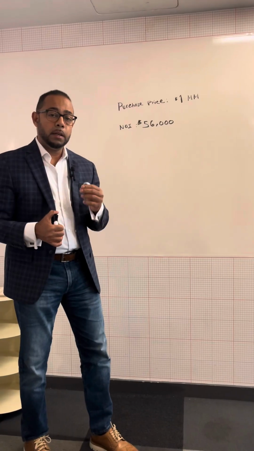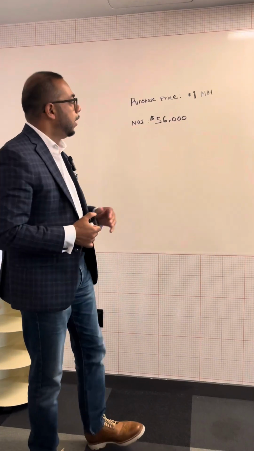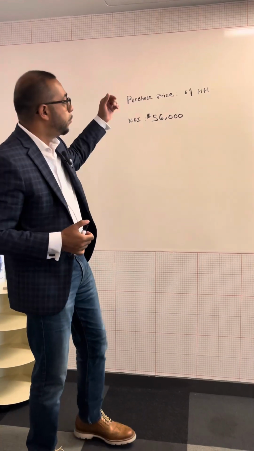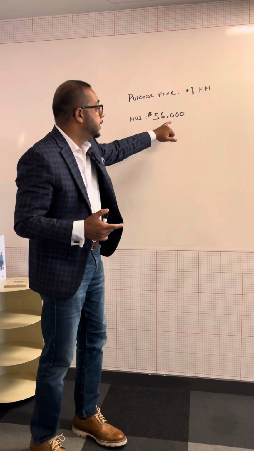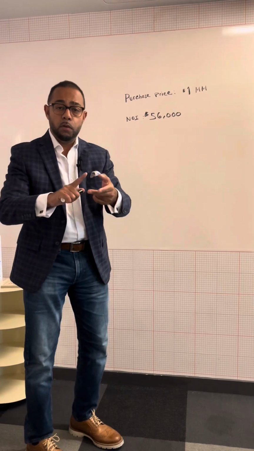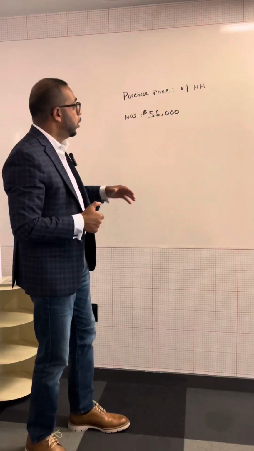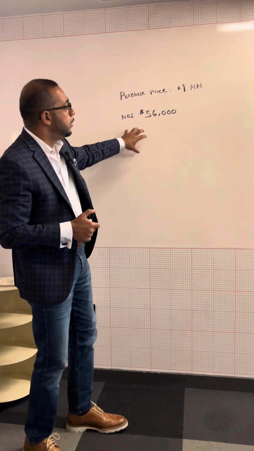Okay, so we talked about NOI, how to calculate the correct net operating income. So now let's get a little bit deeper. Let's say you're looking at a property where the purchase price is $1 million, and you identified your NOI to be $56,000, including management reserve and everything else that we discussed in our last post. So how do you determine if this is a good deal for you?